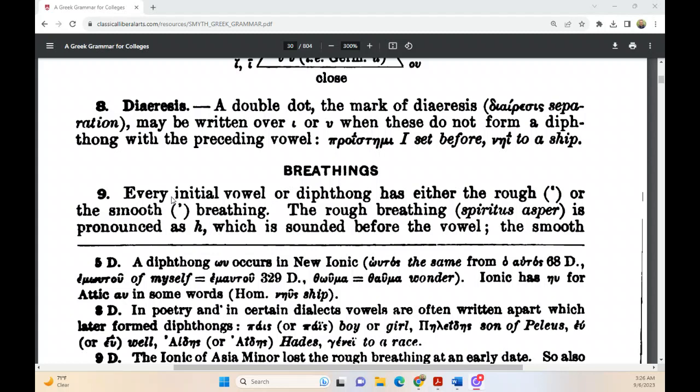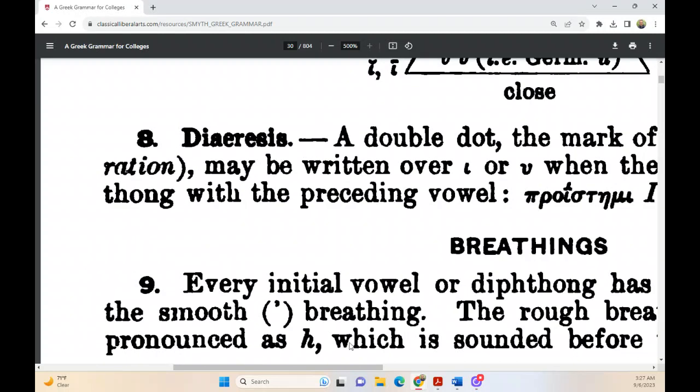We're studying Greek breathings. All right, so let's read Article 9 together. Every initial vowel, so a vowel at the beginning of a word, or diphthong, if a diphthong is at the beginning of the word, has either the rough or the smooth breathing. So every word that begins with a vowel or a diphthong has a rough or smooth breathing joined to that vowel or diphthong. Now these symbols are a little difficult to read here, but if I zoom in a little bit, it might be clearer.